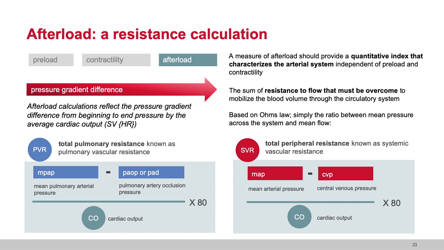Again, to reiterate these beautiful calculations, I have prepared a slide that shows you mean PA minus wedge pressure, if you're not doing a wedge, a PAD, divided by cardiac output times 80. Or if you're talking about systemic resistance or peripheral resistance, SVR, MAP minus CVP, beginning to end of circuit, divided by cardiac output, times 80. That resistance actually puts extraordinary work on our ventricles, and we always have to be sure that our ventricular function is up to the challenge.